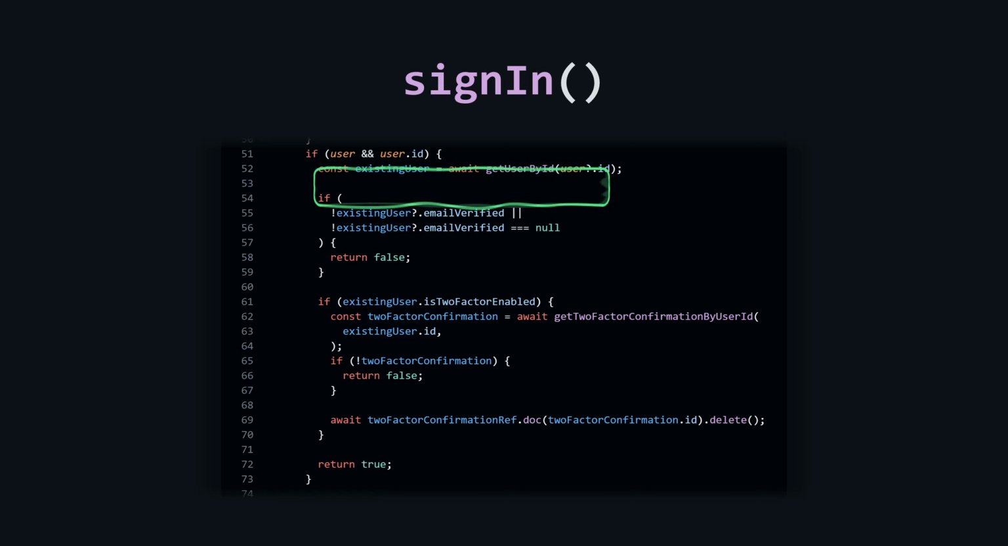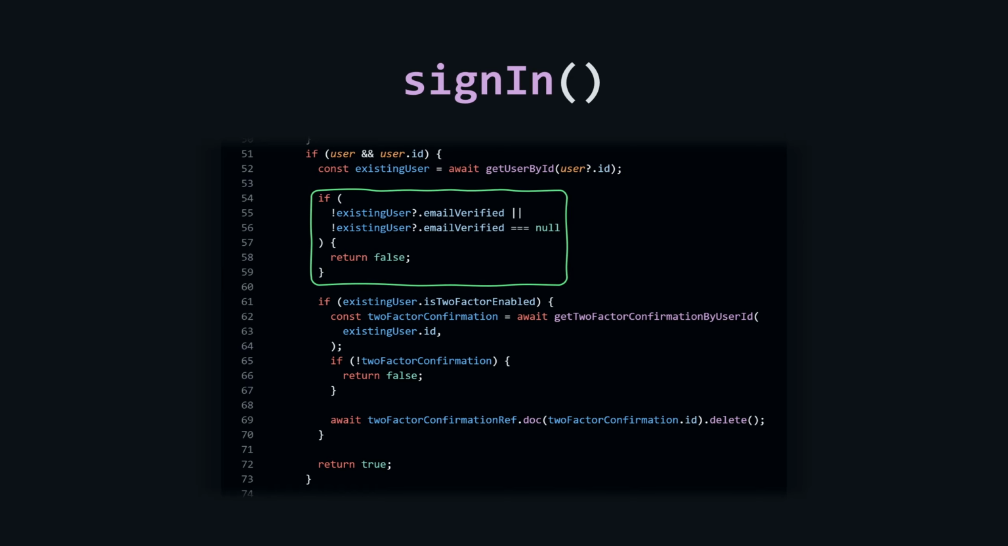And then using the existing user, we run it through an if statement: if there's no existing user with email verified, so if the email is not verified or is equal to null, basically undefined or null, then we return false. That's basically how that if statement works.